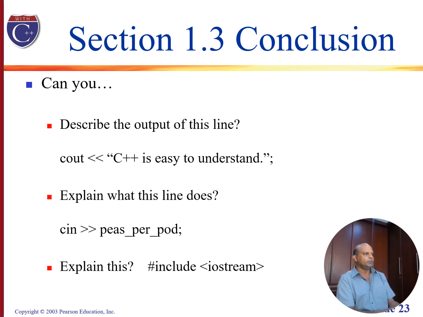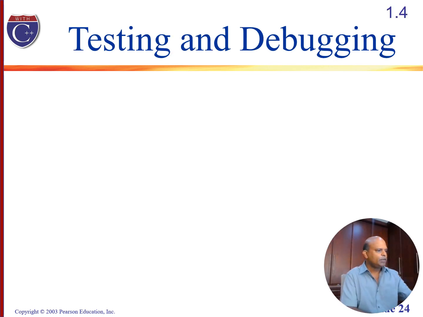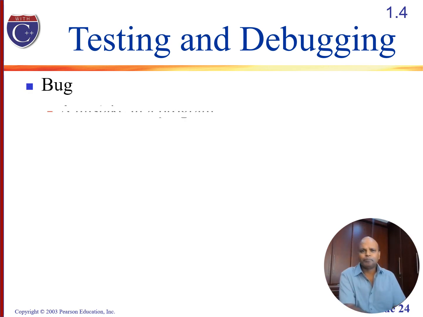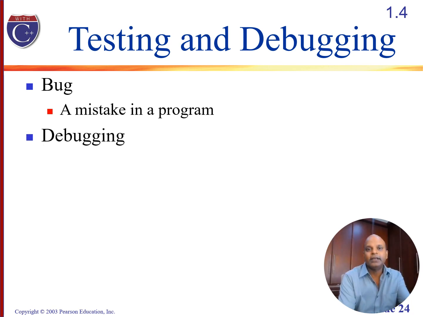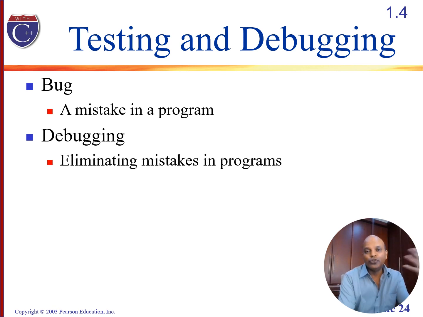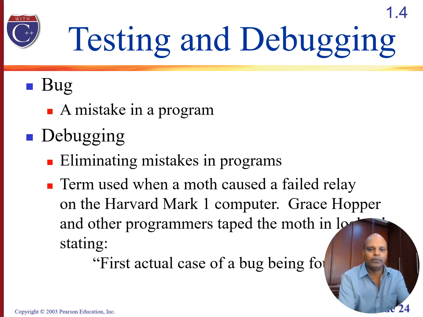Right, it says describe the output of this line. C++ is easy to understand. Explain what this line does. Great. Okay, so we'll do testing and debugging. A bug in a computer program is basically a mistake. So if you type in cut instead of cout, that's a mistake in spelling, right? Debugging is where you go to look for errors to ensure that your compiler can run. That's what debugging is all about, right?